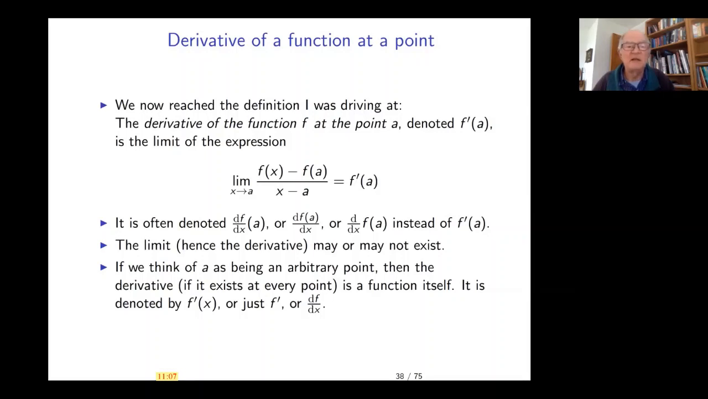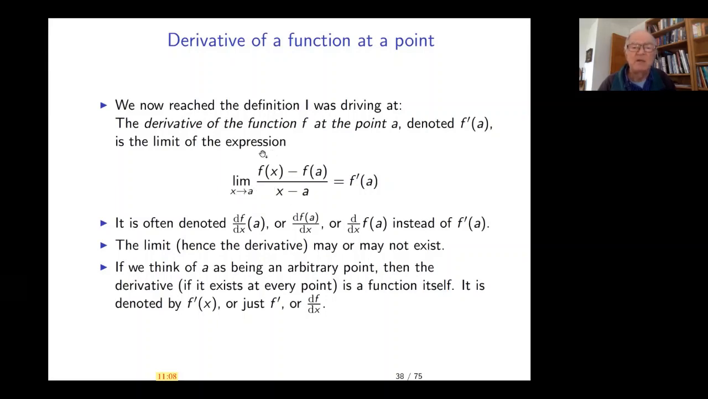Derivative is in a strictly mathematical sense, so don't think of it in terms of what a derivative would mean in finance or in real life. It's a mathematical term, and we just take it as that. So the derivative of the function f at the point A, and that is denoted f prime of A, is the limit of the expression (f(x) - f(A)) / (x - A). So the limit of this fraction as x goes to A is f prime of A.